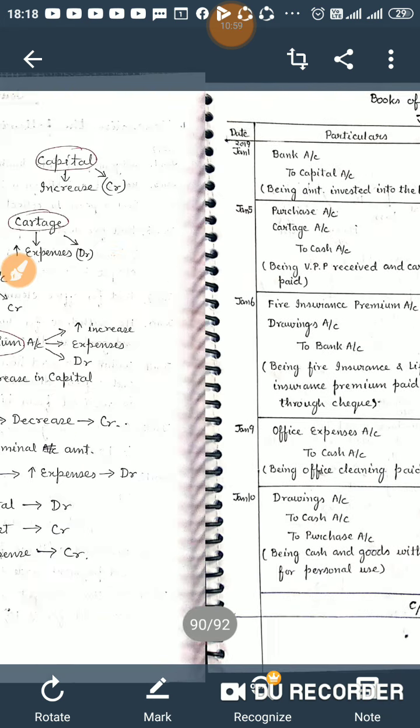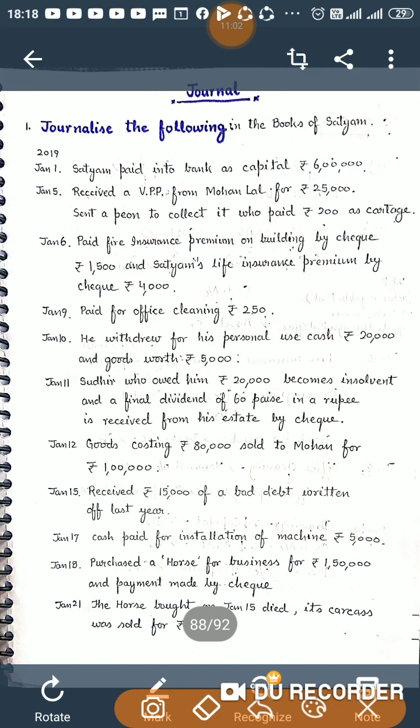I'm taking the next transaction. January 17, cash paid for installation of machine, rupees 5,000. So we are making payment of installation charges on the machine. As we have discussed, whenever you are incurring any expenses on installing or erection of any asset, that should be treated as a capital expenditure, or in other words, that should be capitalized and debited to the asset account. That expense becomes the cost of that asset.